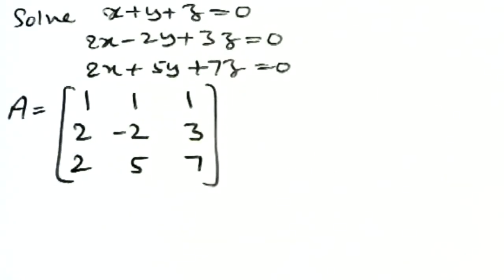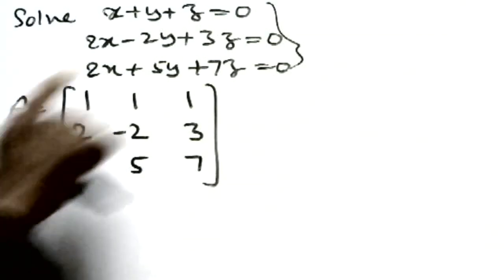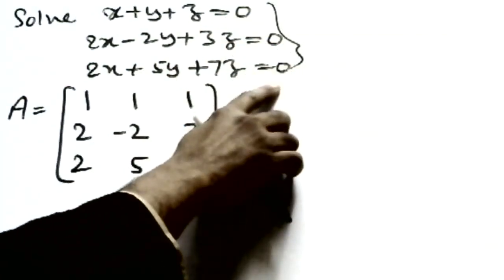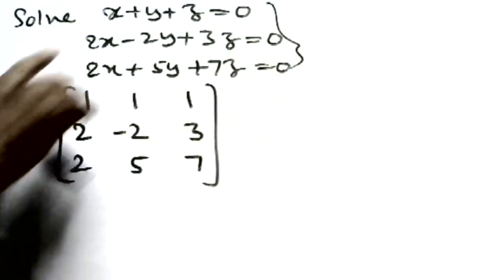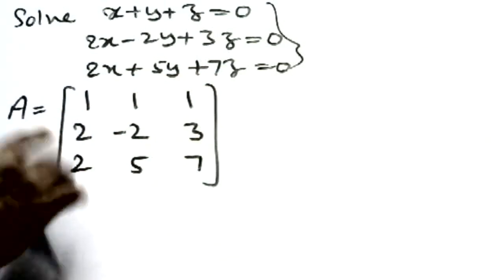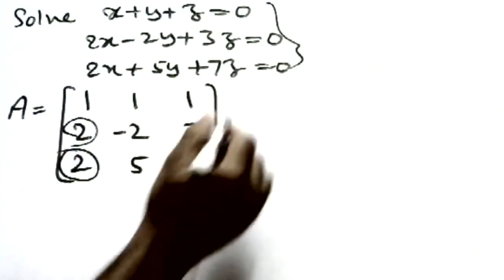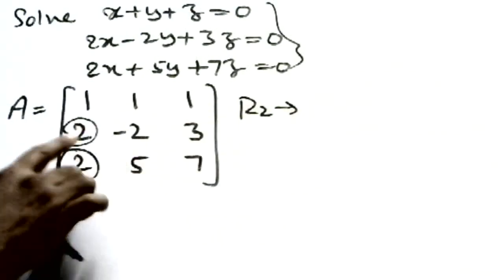Now see here, let me do one question. Watch carefully. Because all three constants are zeros, we say this is a homogeneous equation. So for a homogeneous equation, we take only the value of A, since all three are zeros in D, so we do not require D here. A is 1, 1, 1; 2, minus 2, 3; 2, 5, 7. Now let me make these two zeros using R1.